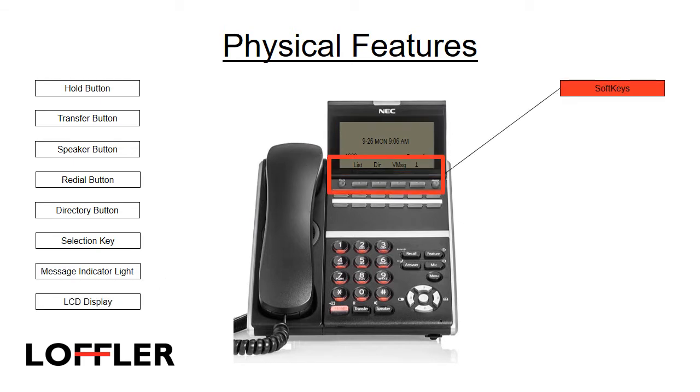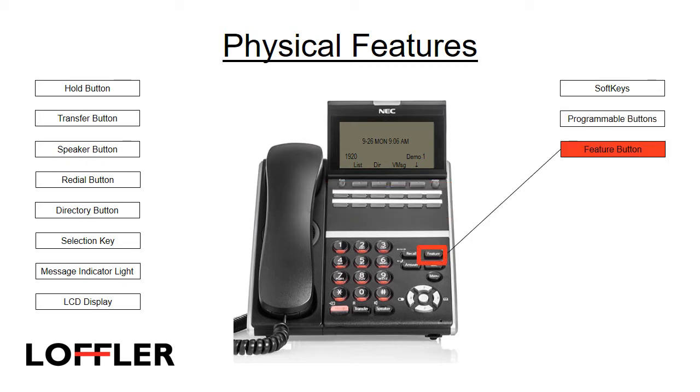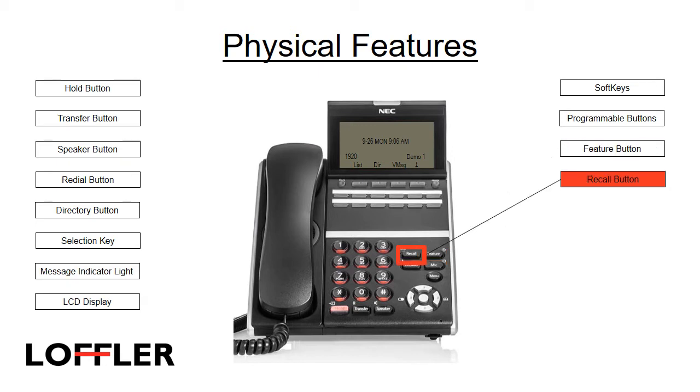The soft keys provide you access to telephony functions and features that are displayed within your LCD screen. These soft keys will change based upon the functions you're trying to complete. The programmable function keys are used for a variety of telephony features such as lines, speed dial, call appearance, headset, or park. The feature button is used to occasionally access telephony feature setup. The recall button provides fresh dial tone while connected with outside lines.